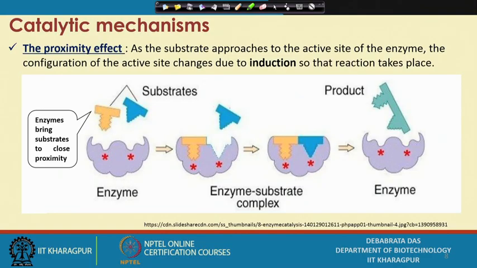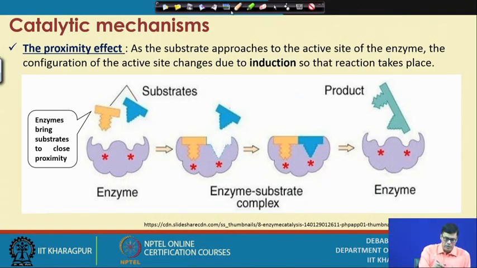You look here, this is the substrate molecule, let us assume, and this is the active site of the enzyme. We can easily find that the configuration of the substrate and the configuration of the active site are not the same. But as soon as it approaches here, the configuration changes, so the substrate molecule can sit properly and give the product.